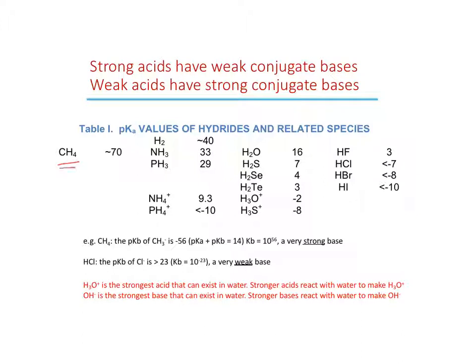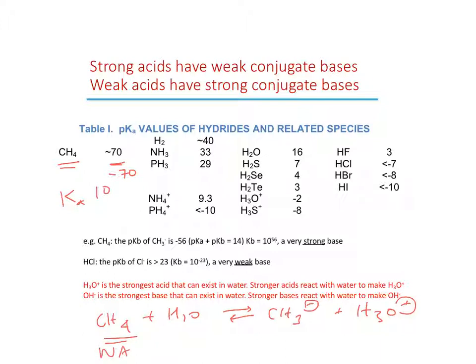methane is a really, really weak acid. And I say it's weak because it has a pKa of 70. That means that Ka for methane is 10 to the minus 70th. So it's pretty small, as you might imagine. So here's the acid-base reaction, CH4 plus water makes CH3 minus plus H3O plus. This is a very, very weak acid, and therefore we can say something about its conjugate. This must be a relatively strong base. In fact, it's a really, really strong base.